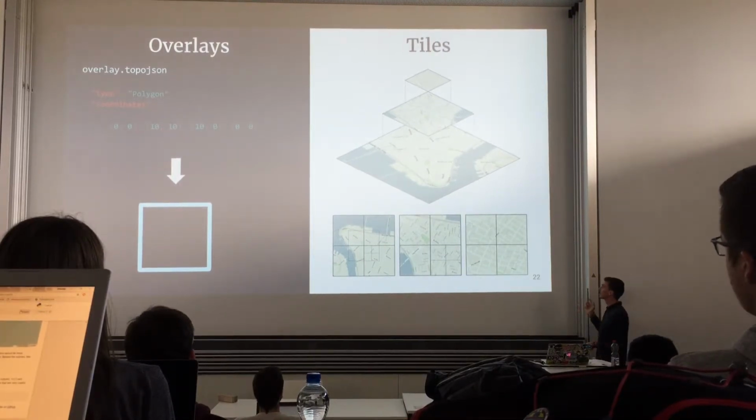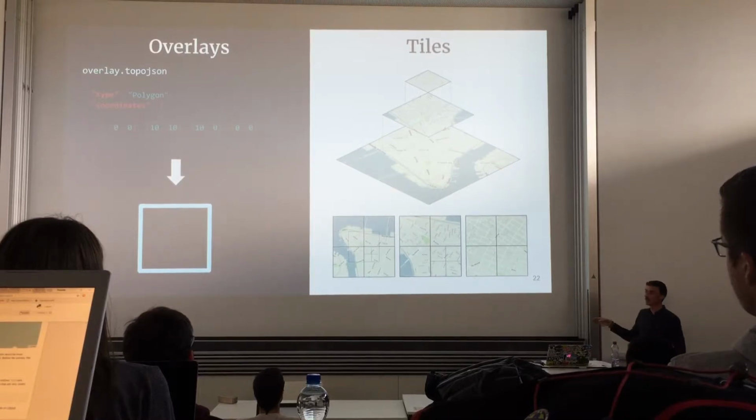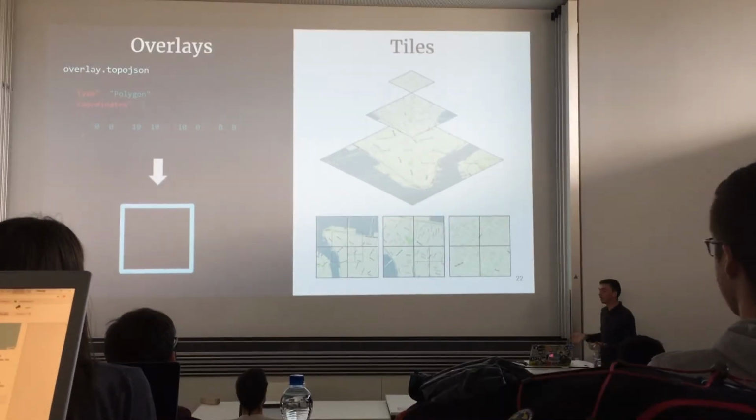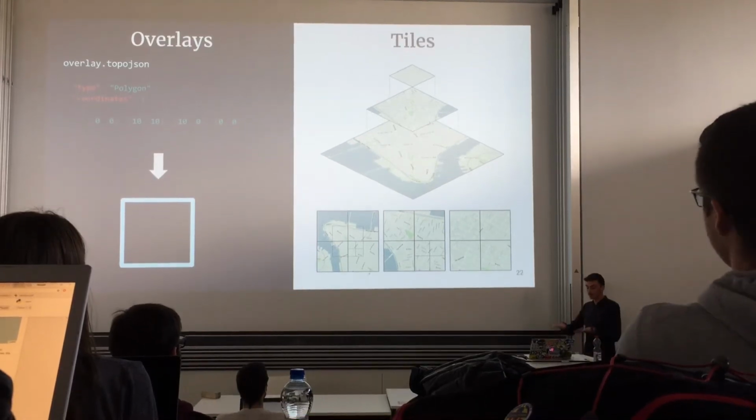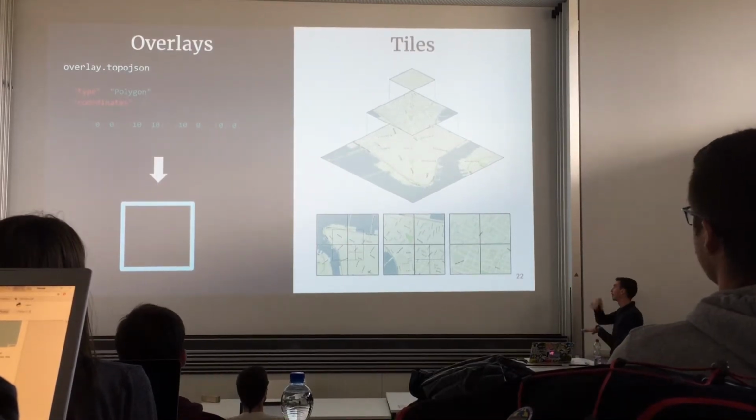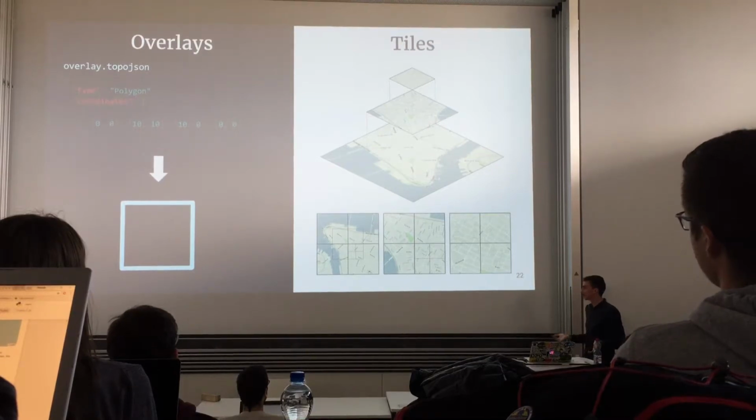And the map in and of itself is made with tiles. Basically you chop up your map into a bunch of different images at different scales, and then you put them on your map, and then the overlay comes on top of that, and you can show whatever you want.